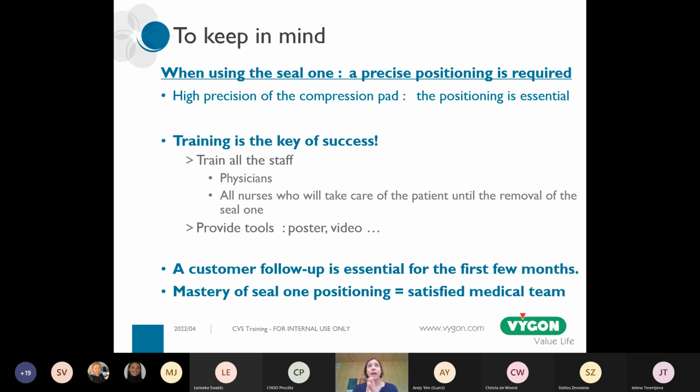And we have customers who have used the seal1 for many years. I went to the cath lab last month and saw three customers, and they really love this product.